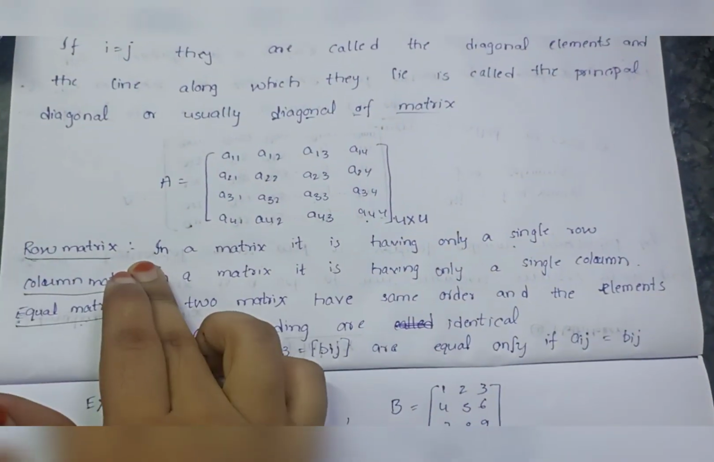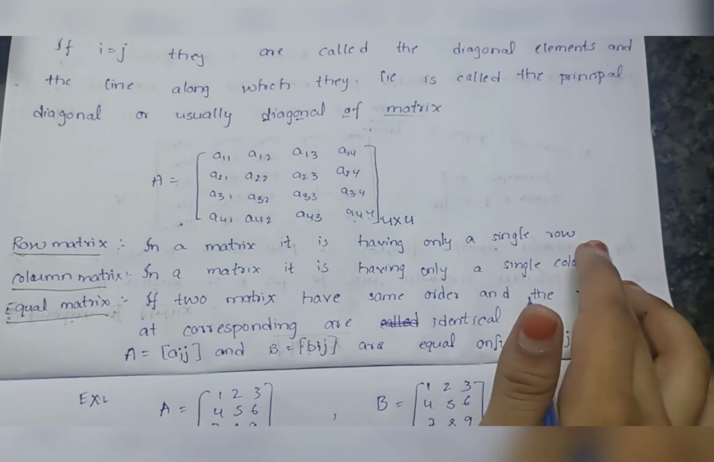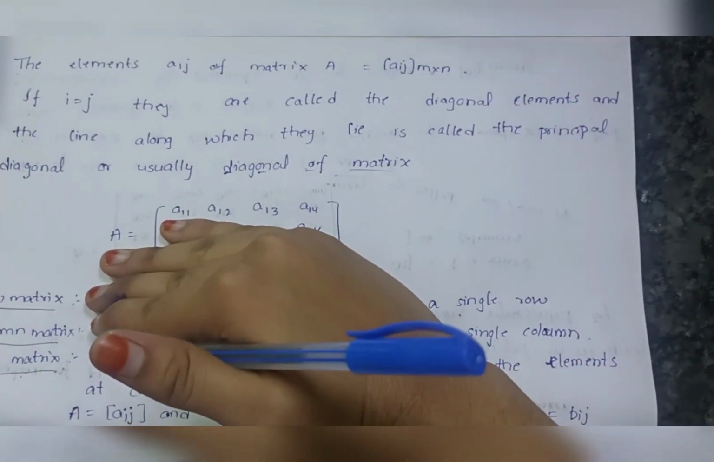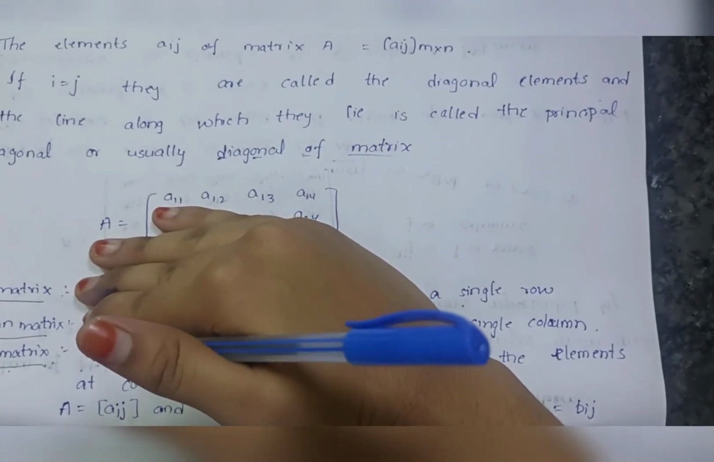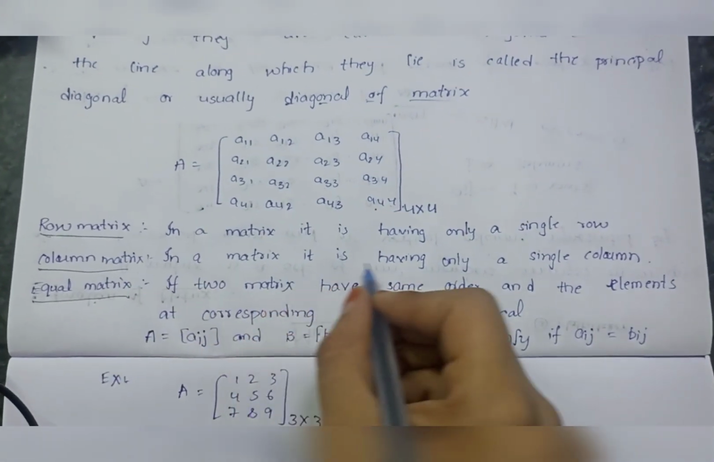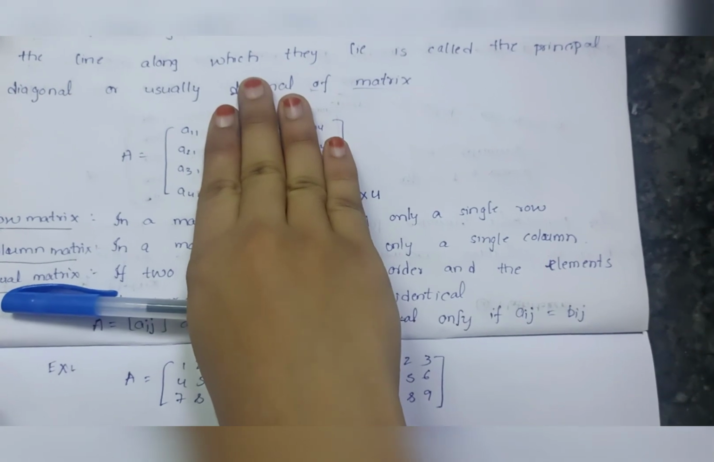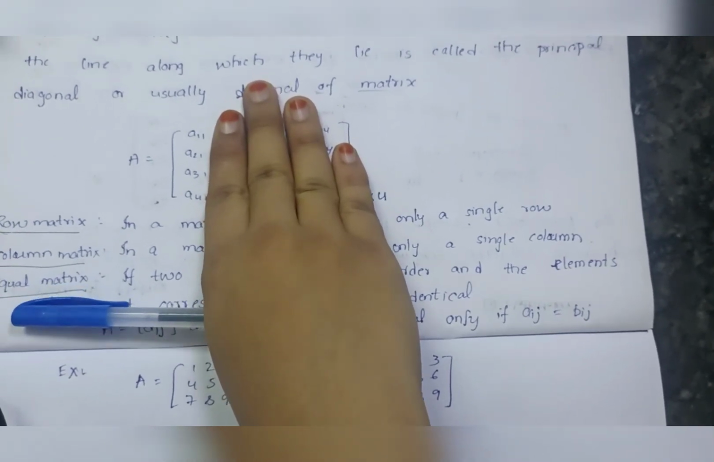Now the row of a matrix. If a matrix has only a single row, as we see here, then it is called a row matrix. And a column matrix is a matrix having a single column. If we have only a single column in a matrix, then it is called a column matrix.